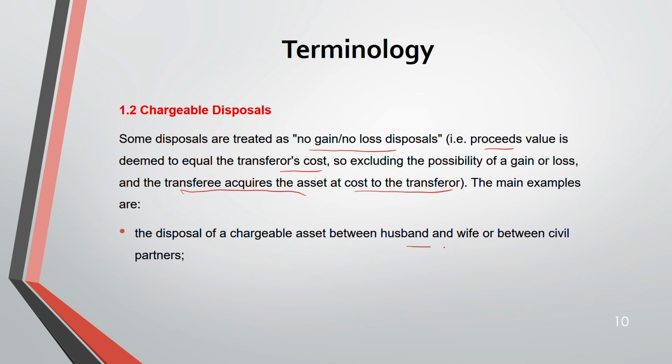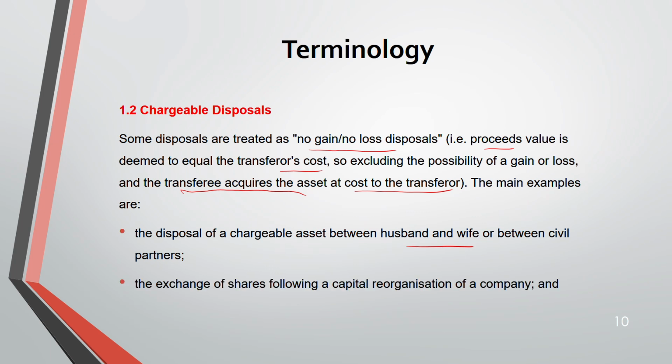Between husband and wife, any disposal between husband and wife is no gain, no loss. So whenever you have a husband and wife example, no gain, no loss. Don't calculate gain. If a gain is calculated, it's wrong. You have to correct it. So when anything is disposed, I'm talking about a chargeable asset. Exempt assets, anyway, are not taxed. So when a chargeable asset is disposed between the husband and wife, it is at no gain, no loss.